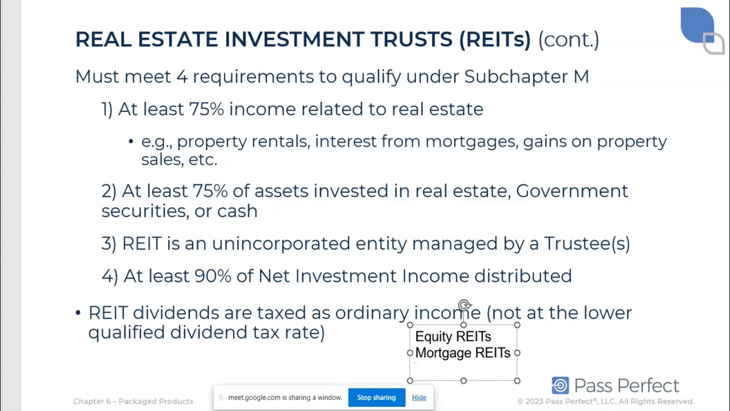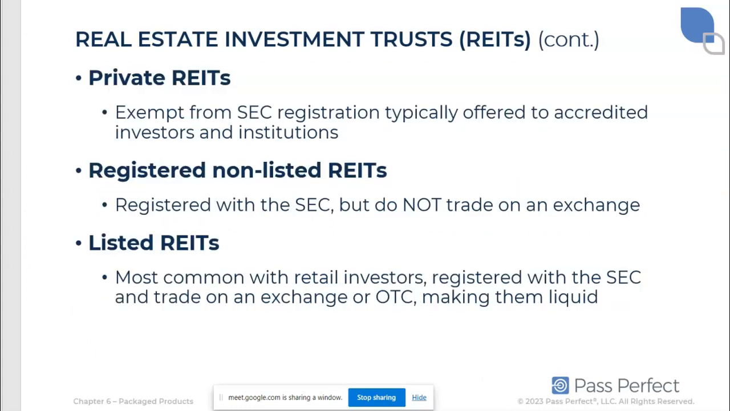And some of them are hybrid REITs, which means that they do both. They own real estate and they purchase mortgages as well. So a minimum of 75% of their income has to come from real estate, and 75% of its assets have to be in real estate, government bonds, or cash. All right, so that's what we need to know about real estate investment trusts.